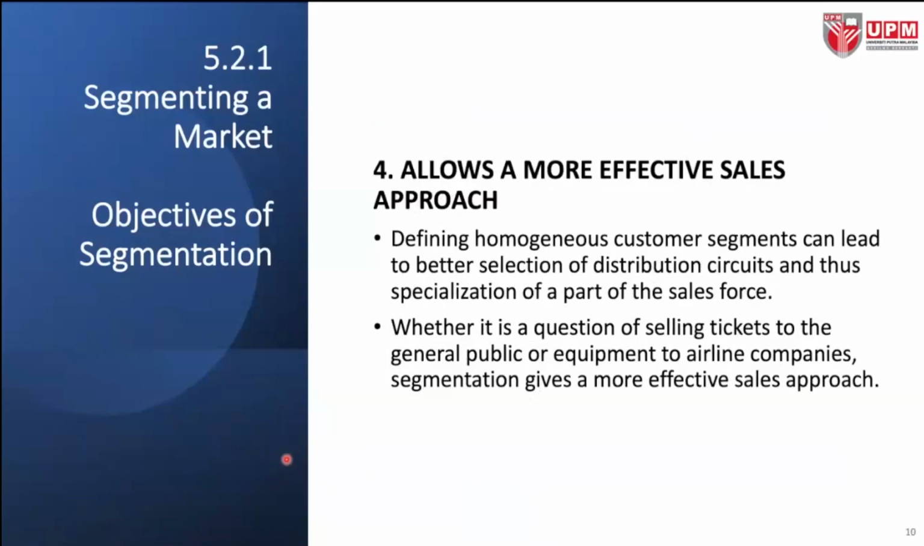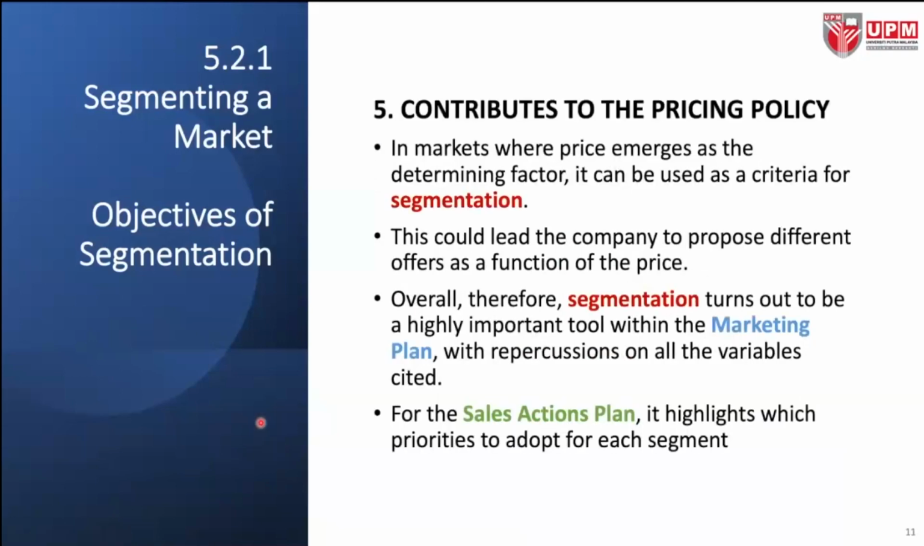The number 4 objective of segmentation is to allow a more effective sales approach. So defining homogeneous customer segments can lead to better selection of distribution circuits and thus specialization of a part of the sales force. Whether it is a question of selling tickets to the general public or equipment to airline companies, segmentation will give a more effective sales approach. And finally, the fifth objective for segmentation is to contribute to the pricing policy.